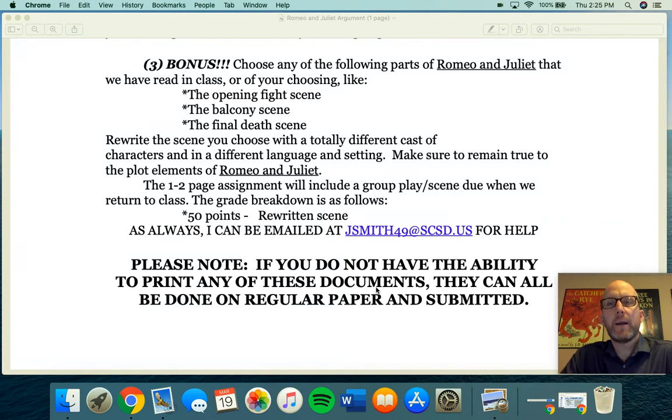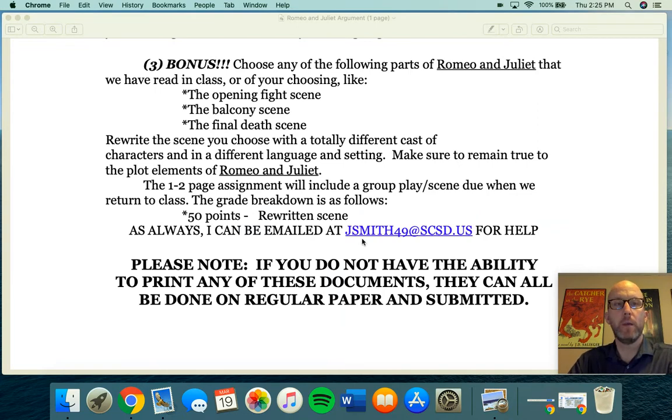If you do not have the ability to print any of these documents because you get it on the Google Doc through talking points, if you got that version and you're like, Mr. Smith, I can't print this. Okay, then just look at it on your phone, look at it in a way that's accessible to you, and just handwrite the documents. Handwriting your rough draft, handwriting the outline, handwriting the graphic organizer will still get you full credit. I don't want somebody to say, Mr. Smith, I couldn't do this because I don't have a printer. Okay, that's fine. Doing it in any way is still going to get it to count.